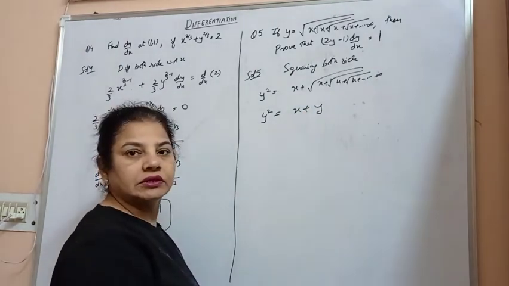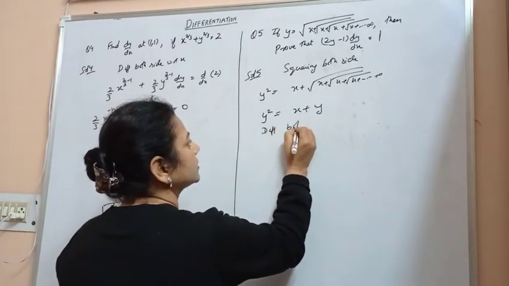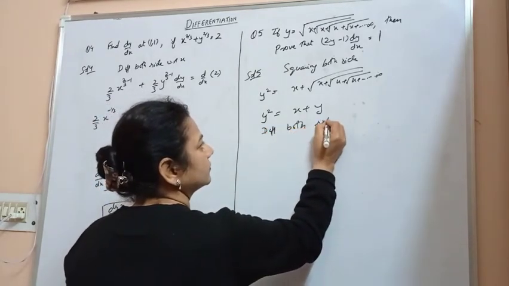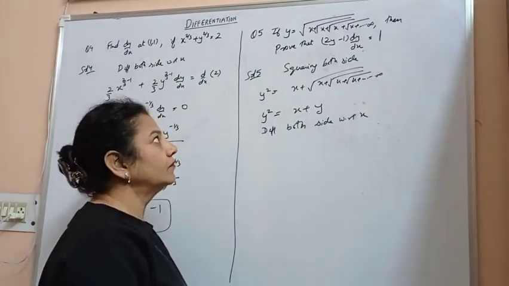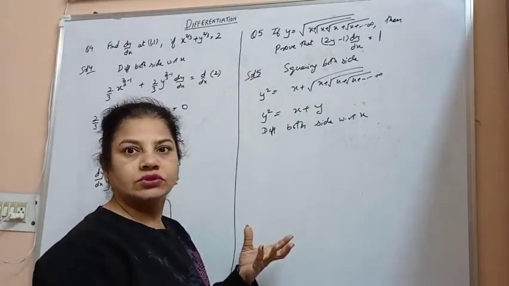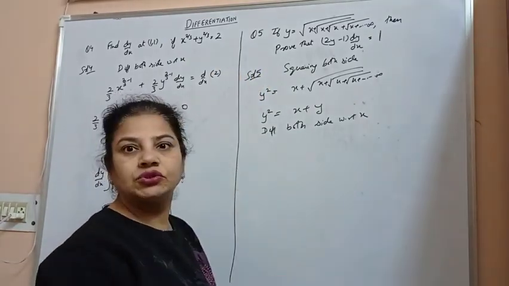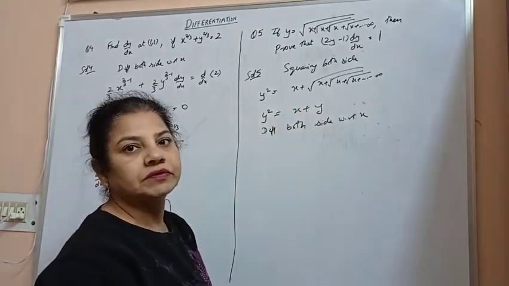Now differentiate both sides with respect to x. Now the question has become easier. First of all, when we look at the original form, it seems to be a huge question with so many calculations. But now we have just replaced this with y to reduce our calculation.